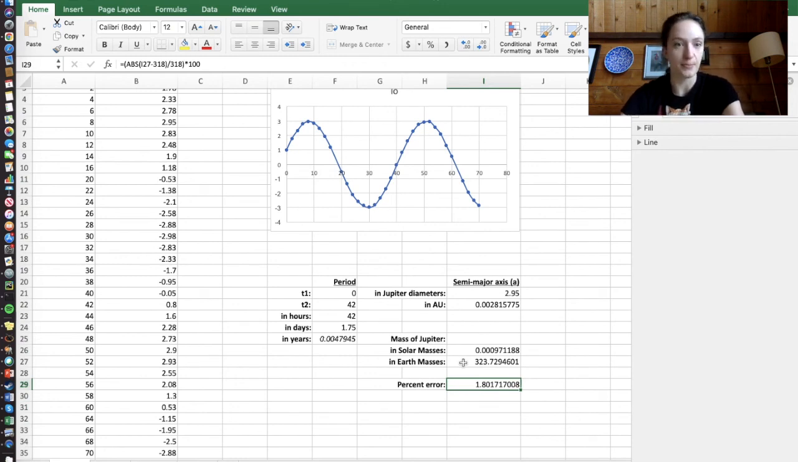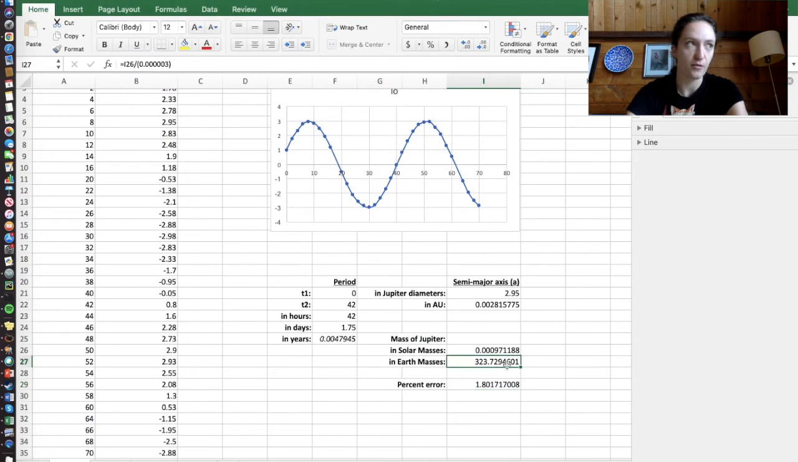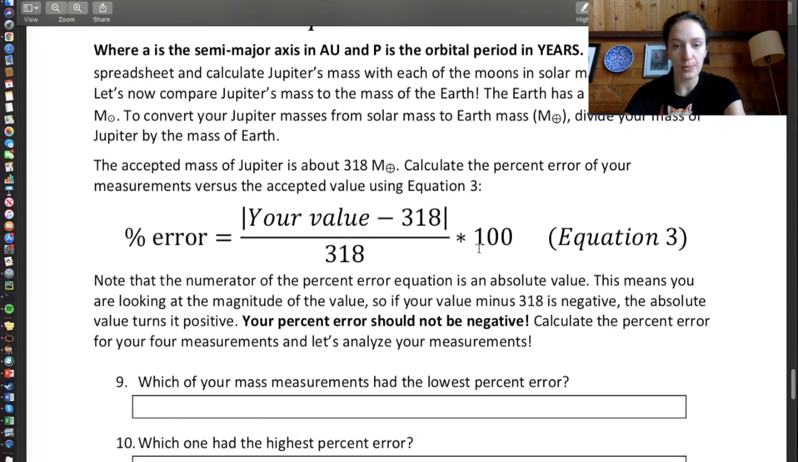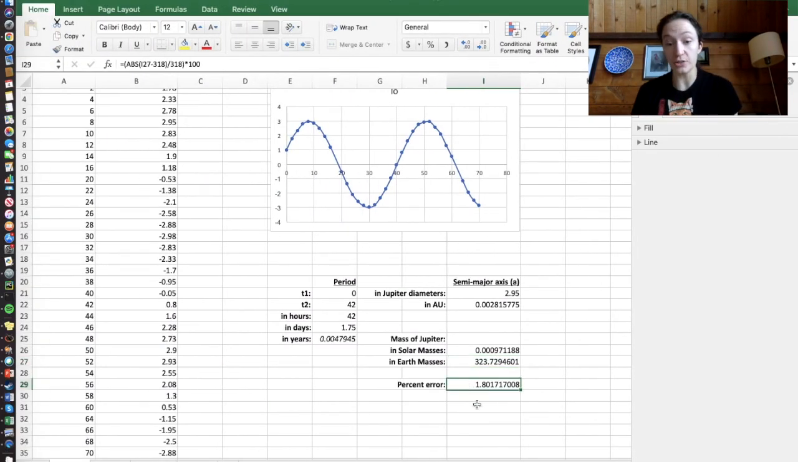I'm about 1.8% off, which is really not bad at all, right? 318 compared to 323, it's 5 masses difference. You're going to do that for all your moons. Please remember to take the absolute value. If your percent error is wild, like 70%, but your mass of Jupiter in Earth masses is pretty similar to the accepted mass of Jupiter, then something's gone wrong in your equation. Please come to either my or Asmane's discussion section, and we can help you figure this out.